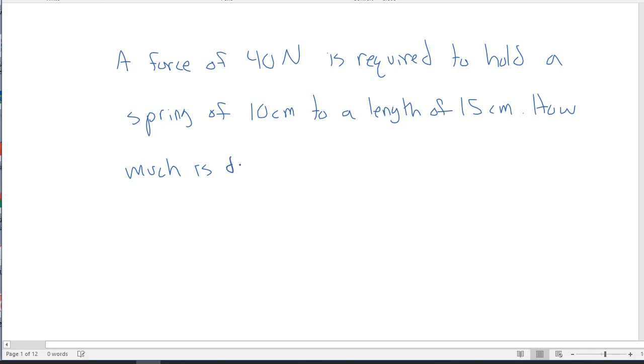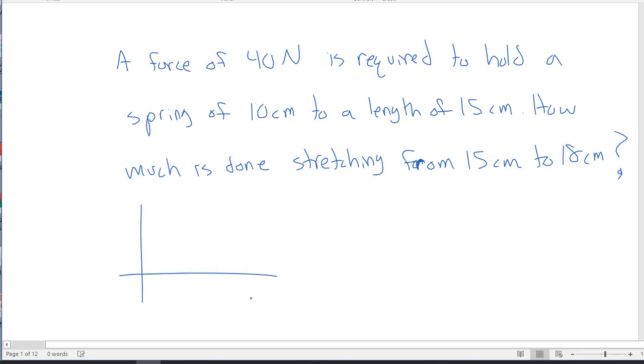So the question we're going to ask is: how much work is done stretching the spring, let's say from 15 centimeters to 18 centimeters?